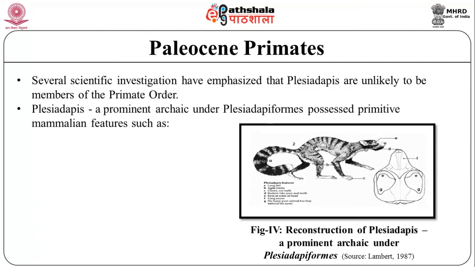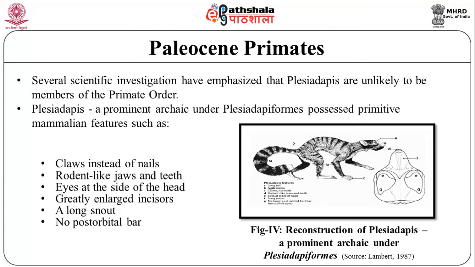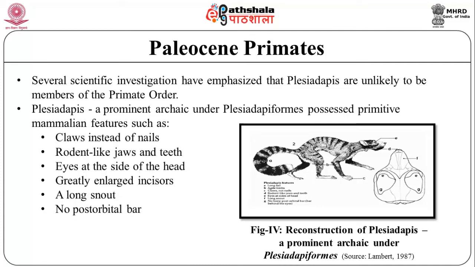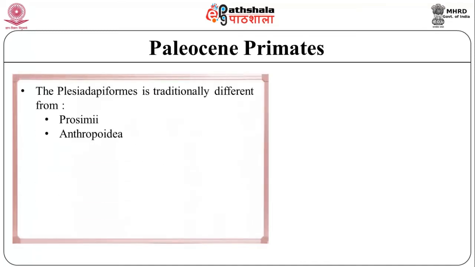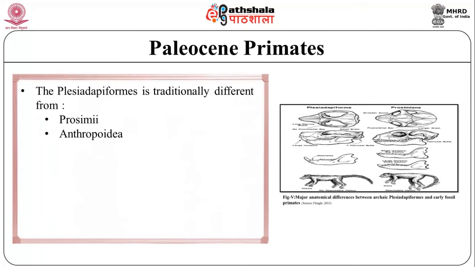Plesiadapis, a prominent archaic under Plesiadapiformes, possessed primitive mammalian features such as claws instead of nails, rodent-like jaws and teeth, eyes at the side of the head, greatly enlarged incisors, a long snout, and no post-orbital bar, as shown in the figure. Now, the next figure presents the reconstruction of Plesiadapis, a prominent archaic under Plesiadapiformes.